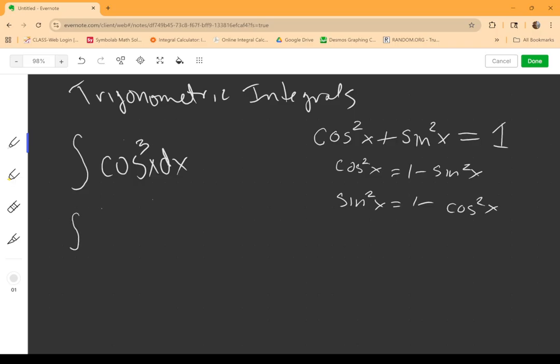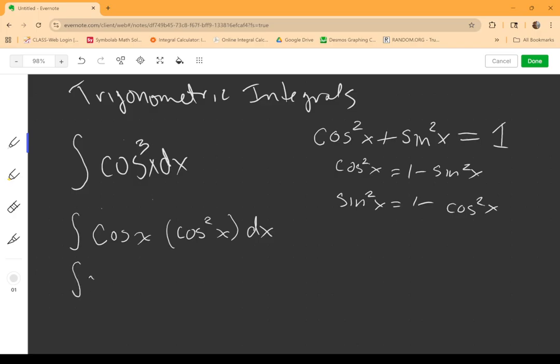So the fact that it's cubed, it's odd, is going to tell me that I need to kind of split it up, right? Because if you notice here, the Pythagorean identity, that is an even power. So I'm going to rewrite cosine cubed as cosine x times cosine squared of x dx. All right, and now I can apply the Pythagorean identity here, right?